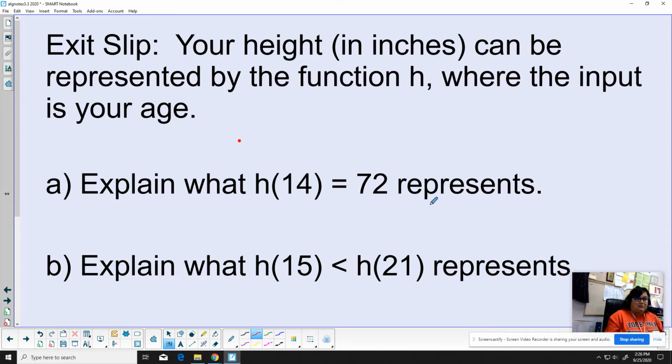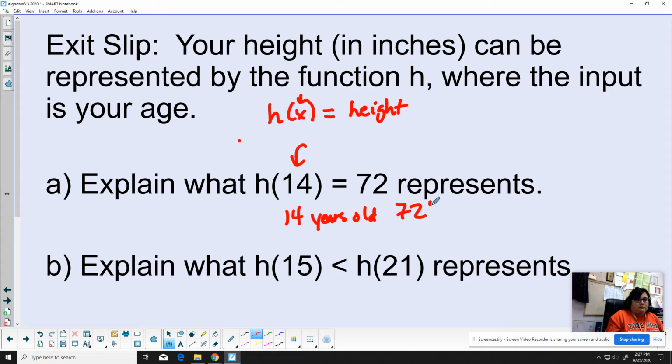All right, so if we try these together, it says your height in inches can be represented by the function h, where the input is your age. So the input is what we input right there, because the function would be h of x equals your height. And the x is going to be your age. So this says when you're 14 years old, you're 72 inches tall, or it can't be 72 feet, it has to be inches.